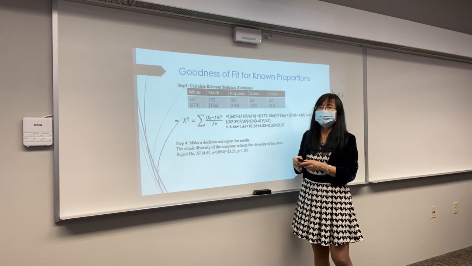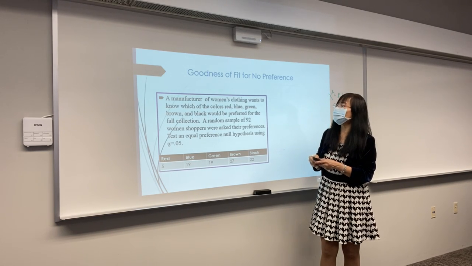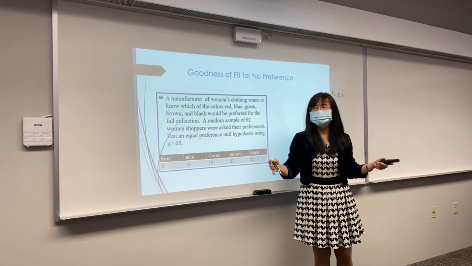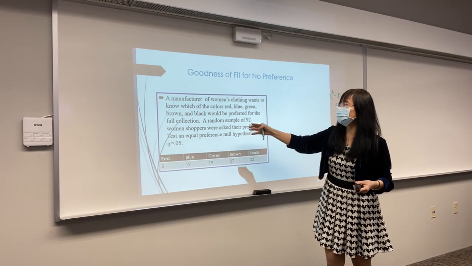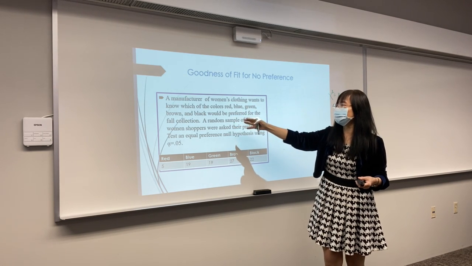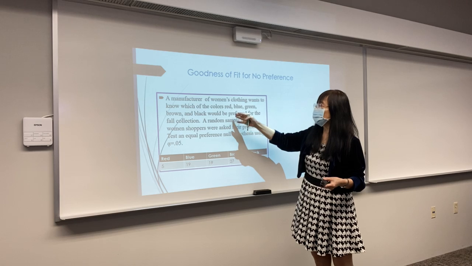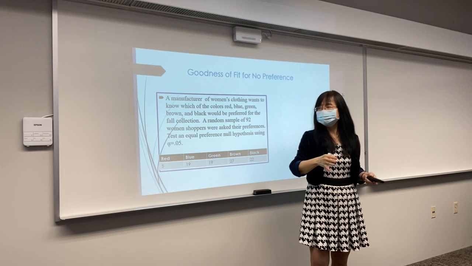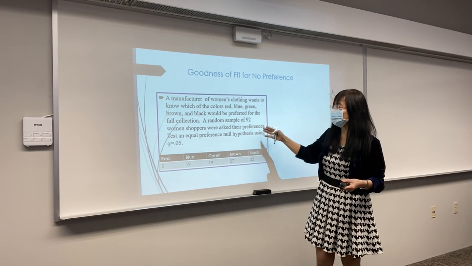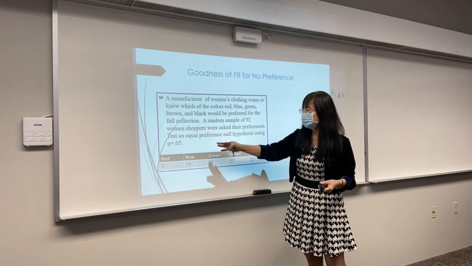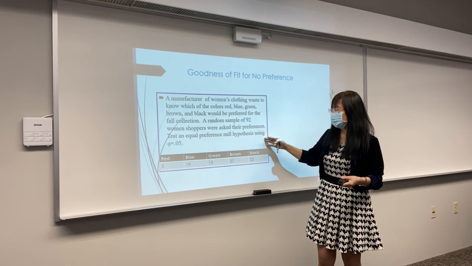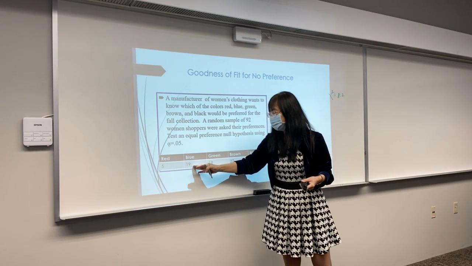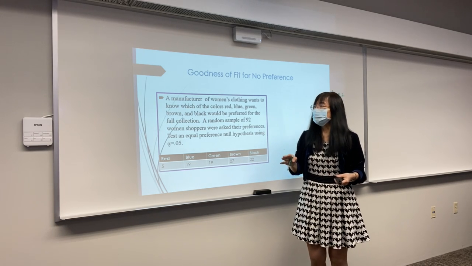Okay, so now let's see, if we have no preference, if we don't care which one should be better than which one. Like this one: a manufacturer of women's clothing wants to know which of the colors, red, blue, green, brown, black, would be preferred for the full collection. A random sample of 92 women shoppers were asked their preference, and then you test this equal preference null hypothesis using this. They collected these numbers: 5, 19, 19, 27, 22, but they don't have a preference.